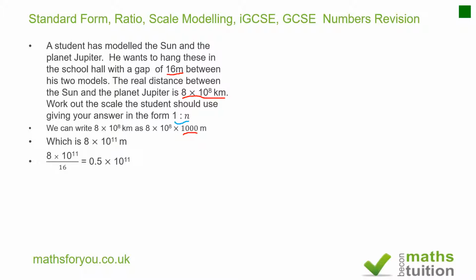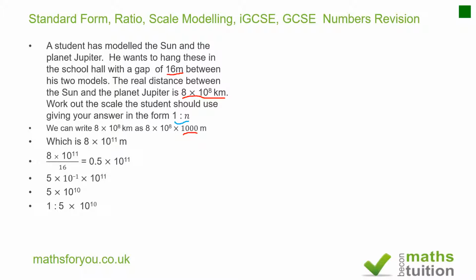Right. Now we can change 0.5 to 5 times 10 to the power minus 1. Again, as before, and because we're multiplying, we can add the indices. So minus 1 plus 11 will give us 10. So that then becomes 5 times 10 to the power 10. So to express our answer in the form 1 to n, we then have 1 to 5 times 10 to the power 10.